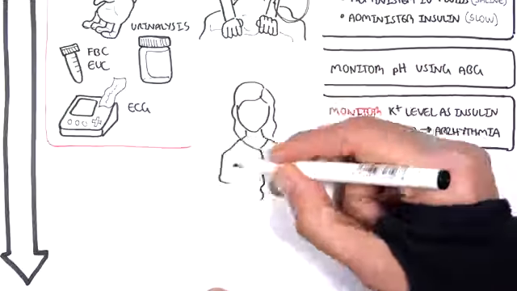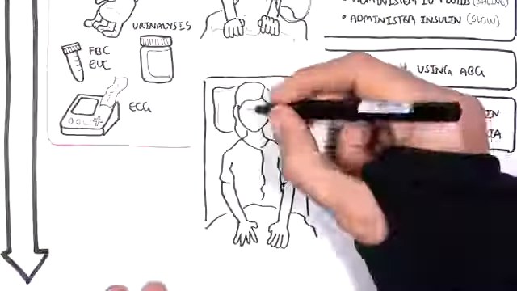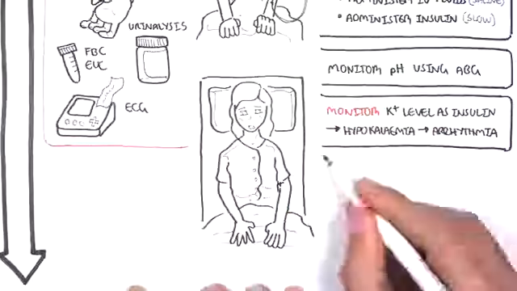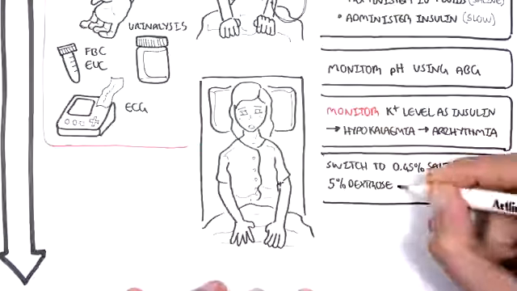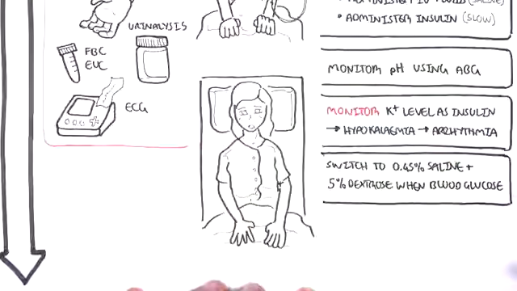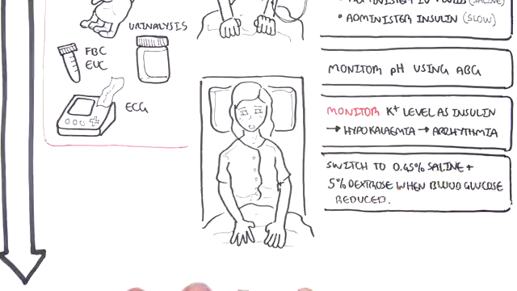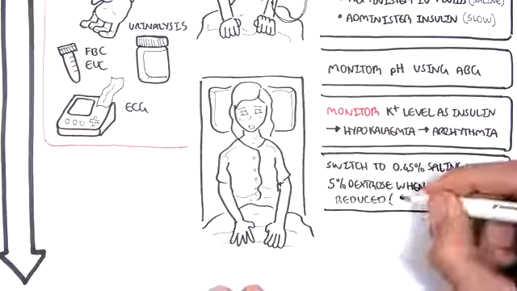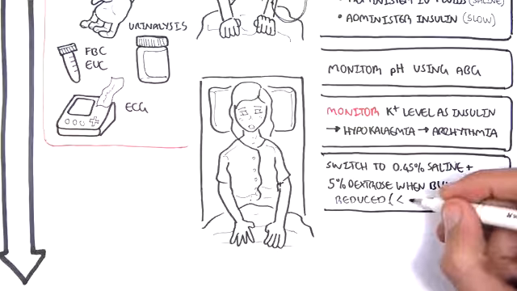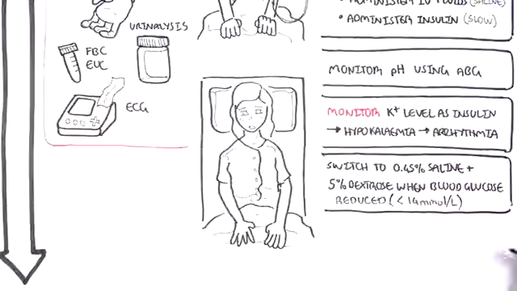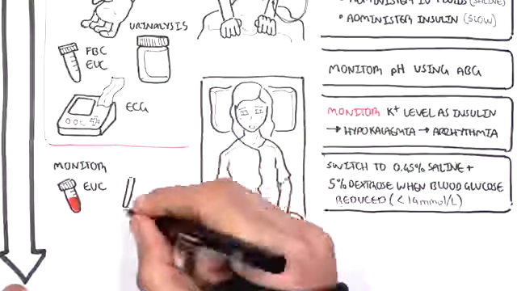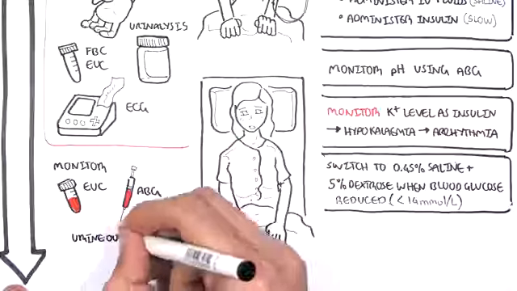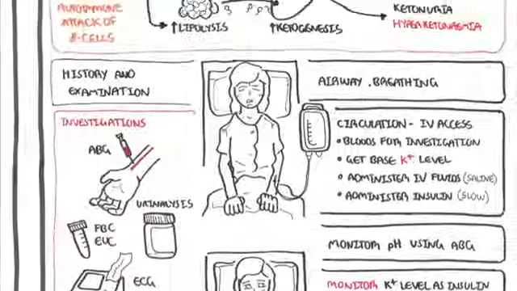Anyways, monitoring is continuous. Check pH and check bloods. After a while, you can switch the fluids to 0.5% saline and 5% dextrose. This is done when blood glucose goes down to at least about 14 millimoles per liter, let's just say. Again, for diabetic ketoacidosis, monitoring is essential. Monitor bloods, EUCs, perform ABGs to check for pH, and monitor urine output, and also the changes in urine pH, glucose, and ketones.